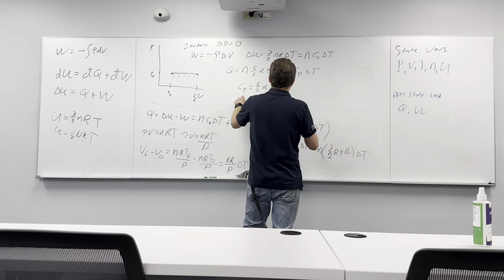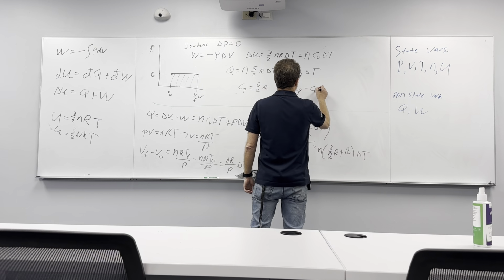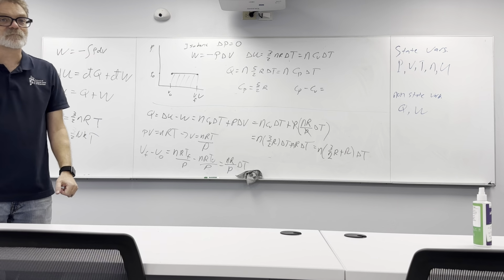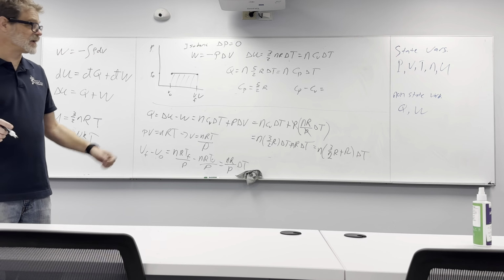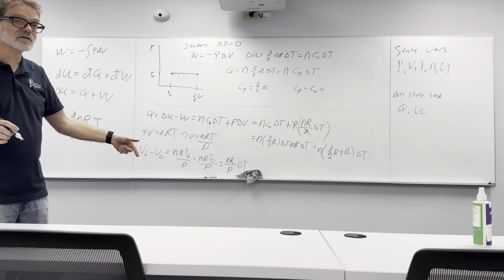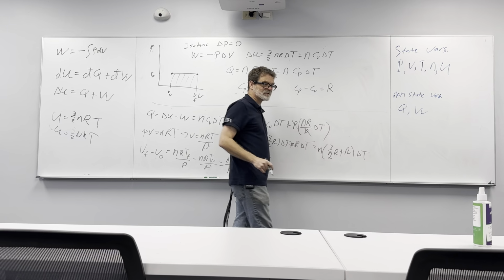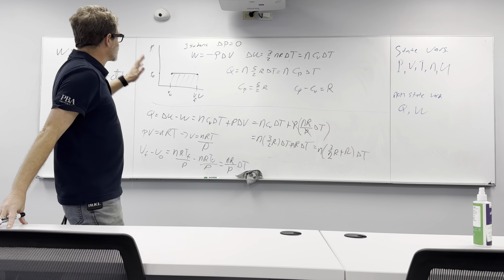So, if you look at Cp and Cv, they're related. Cp minus Cv, what's that going to give me? 5 halves R minus 3 halves R just gives me R. Okay? So these two quantities are related. Okay, so this is isobaric.